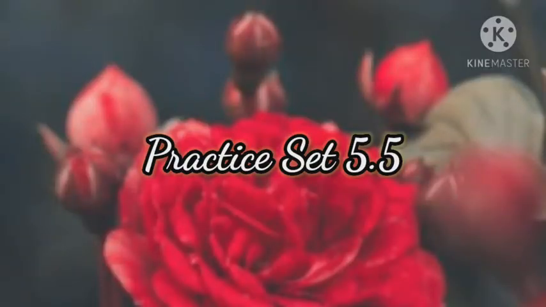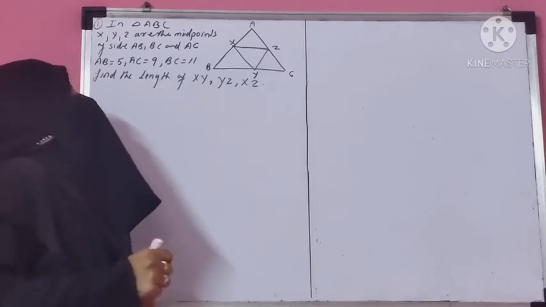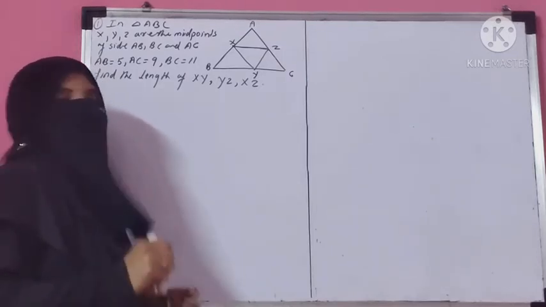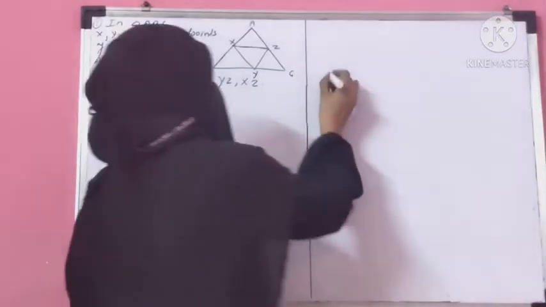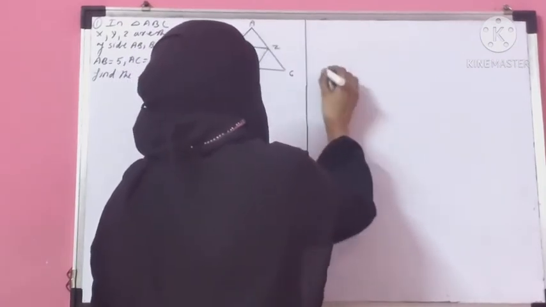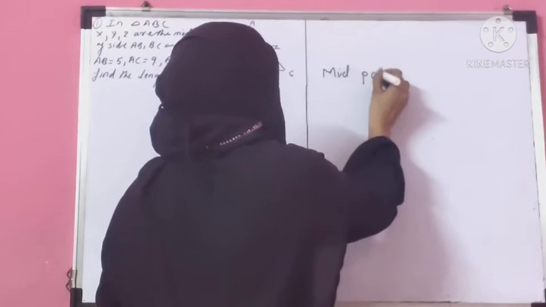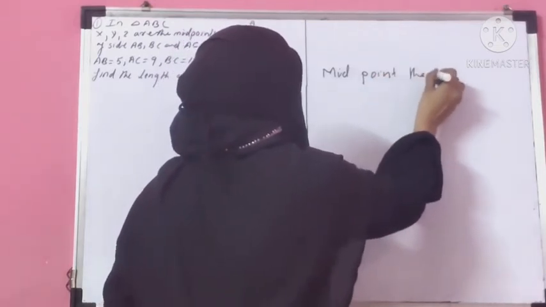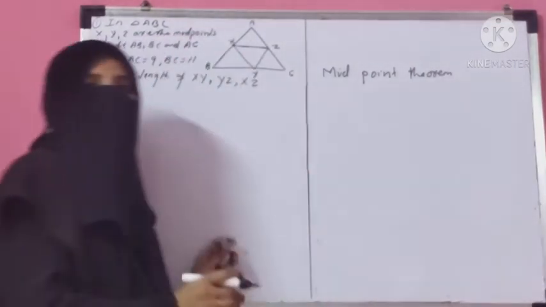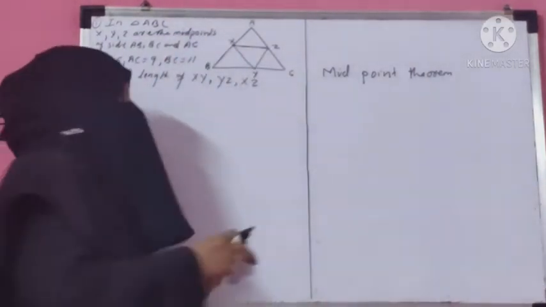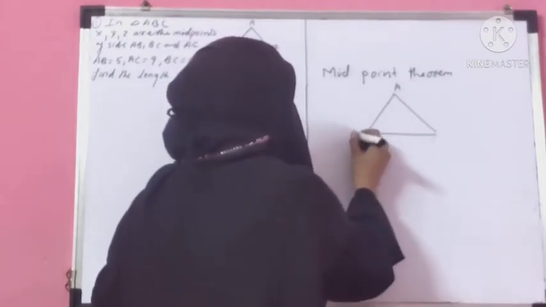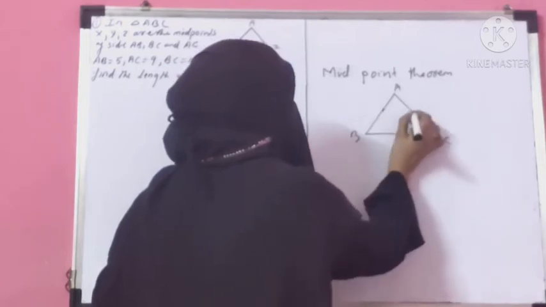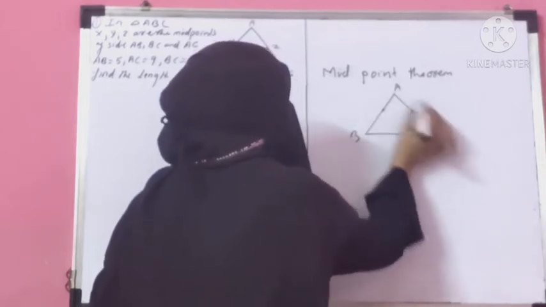Okay. Now move to the next practice set, that is practice set 5.5. In this practice set, we are going to discuss just two questions, question number 1 and question number 3. This practice set is based on the midpoint theorem. You know the midpoint property: a midpoint divides the segment into two equal parts. Now here in a triangle, suppose this is my triangle ABC, and these are the midpoints of sides AB, AC and BC.